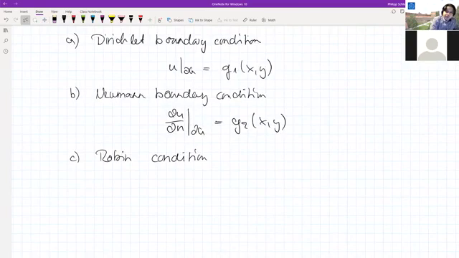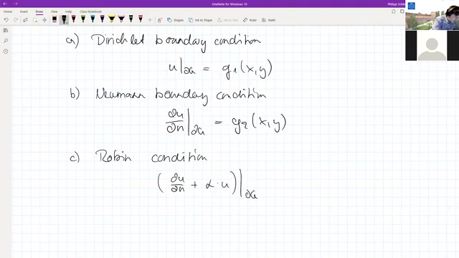Which is the combination of the Neumann and the Dirichlet boundary condition, in a sense that it's the sum of the derivative, so du dn, plus some coefficient times u along the boundary, is given by another scalar function, g3. So these three conditions, Dirichlet, Neumann, and Robin, constitute the basic types of boundary conditions that one can have.